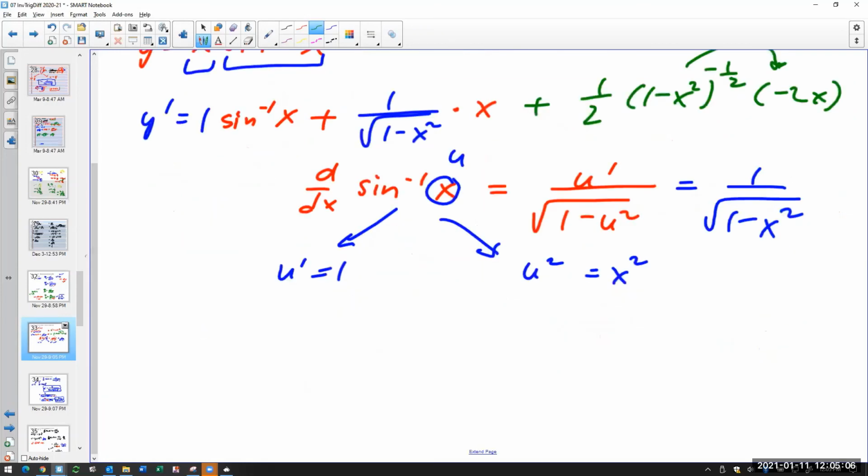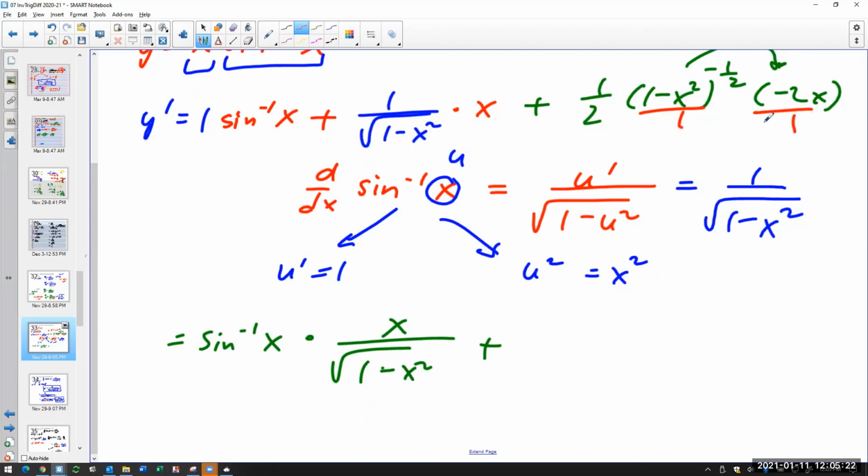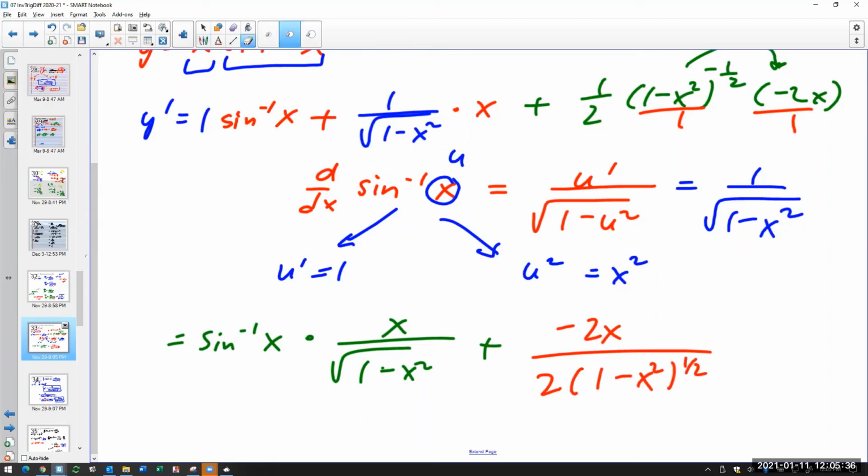So what I get here is arc sine of x times, do you see x over the square root of 1 minus x squared? Do you see that? Plus what? Okay, we've done this problem before. This is over 1, this is over 1. Everything's multiplied together. So I get negative 2x over 2 times 1 minus x squared raised to the 1/2. You guys getting the same thing I get? But do you see your 2's cancel out?